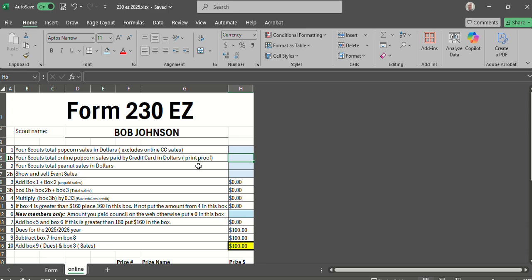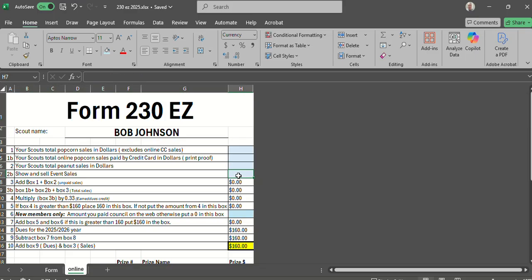So we want to make sure that you're not double paying or not paying at all for some of the stuff. So then the Scouts total peanut sales in dollars can be the same thing on that form. It's going to total all that up and make sure your dollar value is there.